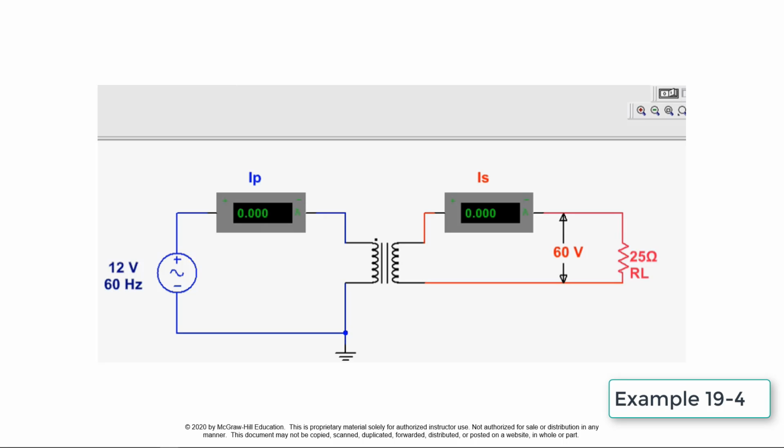I sub secondary is equal to E sub secondary divided by R sub L. Then, volt-amps of the secondary is equal to E sub secondary times I sub secondary. Since the volt-amps of the primary is equal to volt-amps of the secondary, I sub P is equal to the volt-amps divided by E sub P. The simulation is turned on to confirm these calculations.